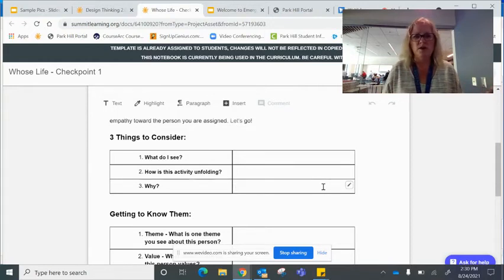Ask questions like that. You can either try to answer them or you can generate some more questions. So, the first thing you're going to do is fill out these three things to consider.